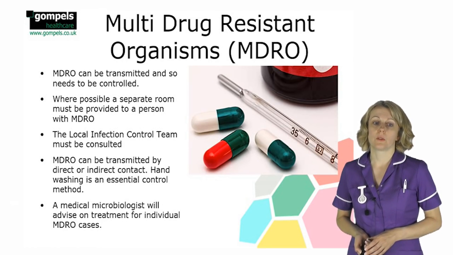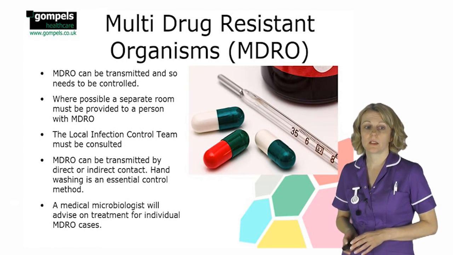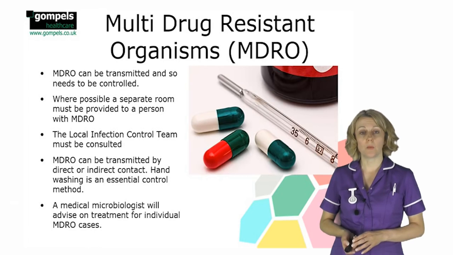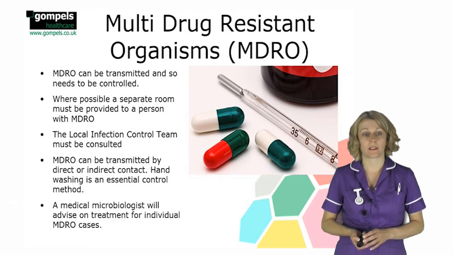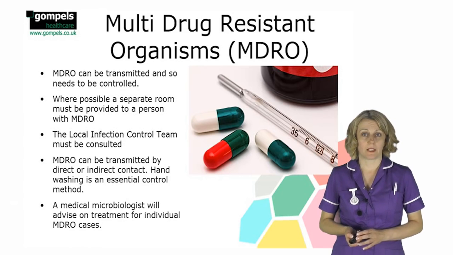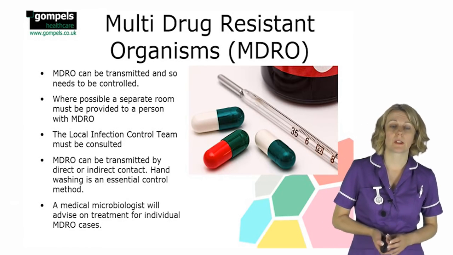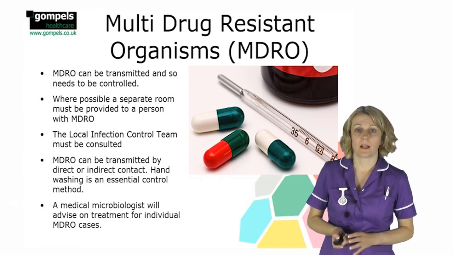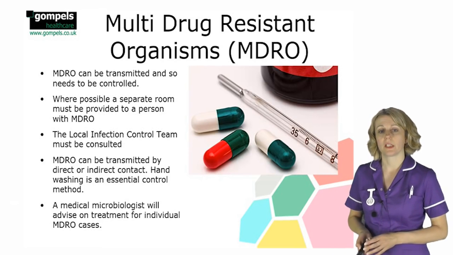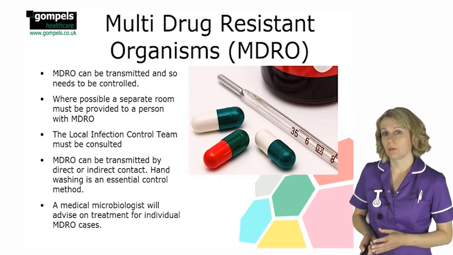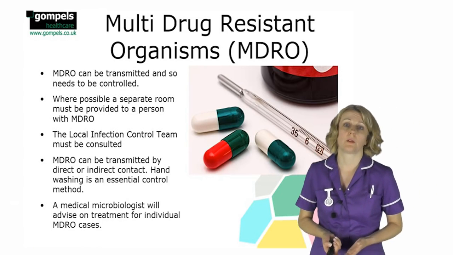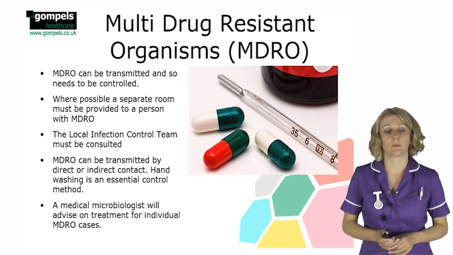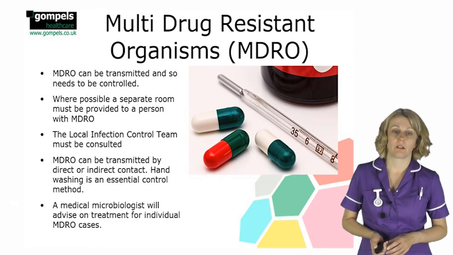Looking at multi-drug resistant organisms, known as MDROs, an MDRO can be transmitted and so therefore it needs to be controlled. So where possible, a separate room must be provided to a person who does have an MDRO. The local infection control team must also be consulted. And as an MDRO can be transmitted by either direct or indirect contact, then hand washing is an essential control method. Additional methods of control, such as gloves, masks, or aprons, may also be needed in certain situations. A medical microbiologist will advise on treatment for individual MDRO cases.